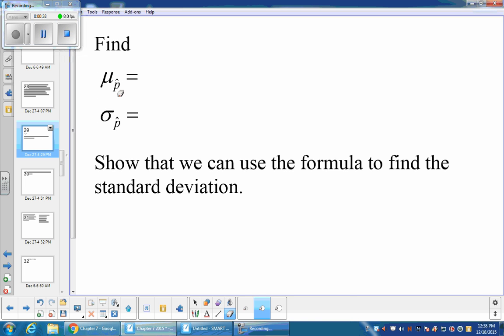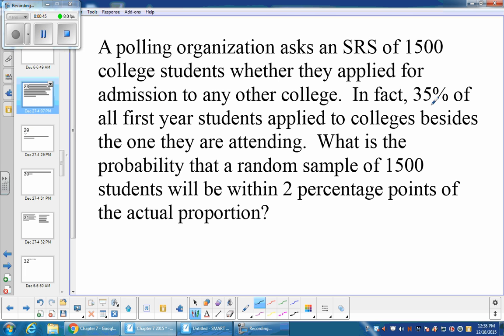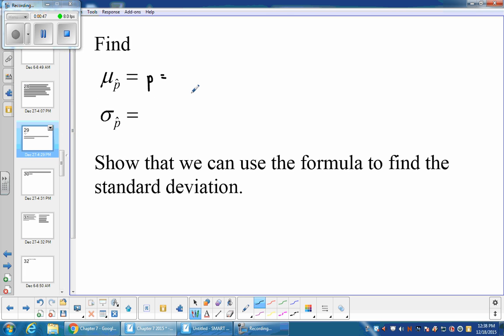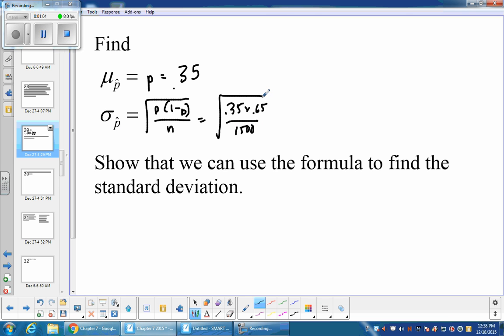First, we need to find the mean of p hat. The mean of p hat we found was p, which is the actual proportion, 0.35. The standard deviation, we take p times 1 minus p over n, and then square root that. So we're going to take 0.35, 1 minus that is 0.65, all over 1,500, and then we're going to square root it. If we do this, that would be 0.0123.